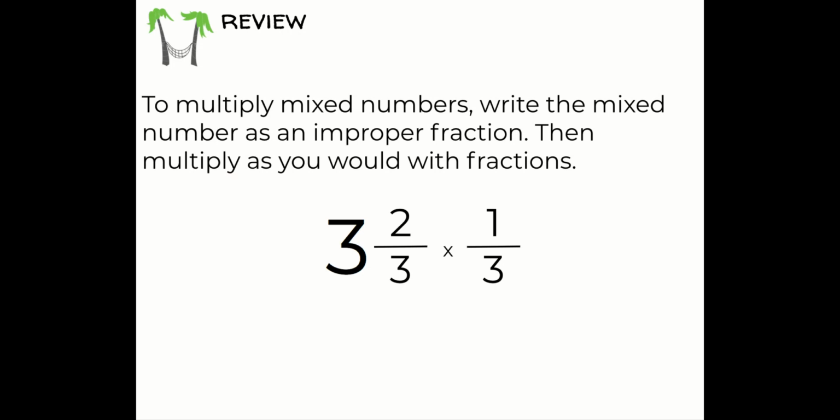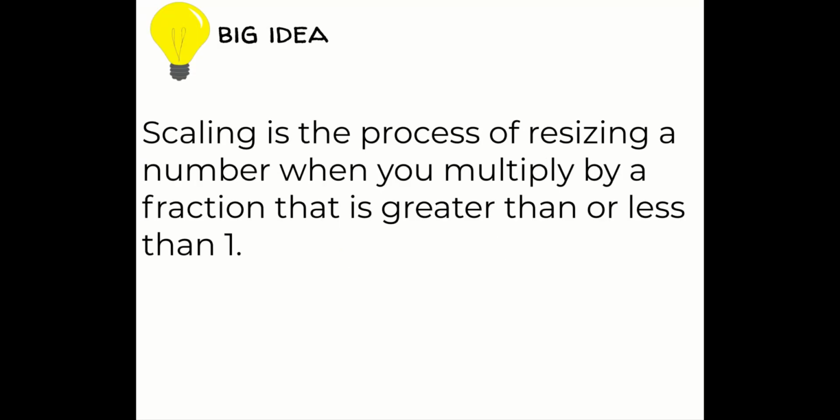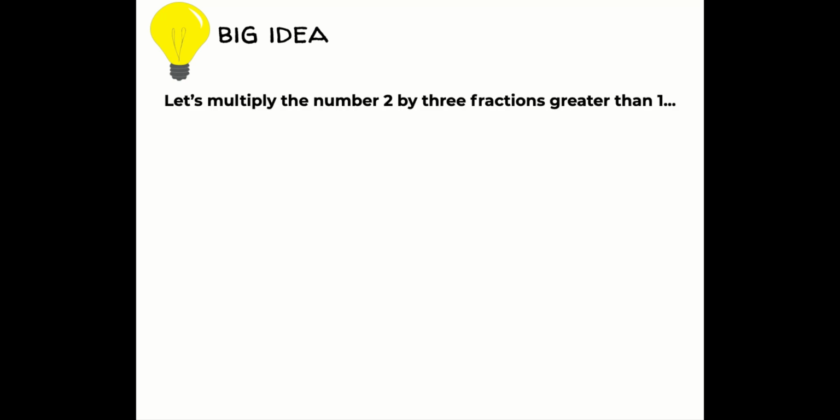As a review, we can multiply mixed numbers by writing them as improper fractions, and then we'd multiply as we would with normal fractions. As a reminder, and to understand our big idea for today, it's important to know that scaling is the process of resizing a number when you multiply by a fraction that is greater than or less than 1. Let me show you some examples.